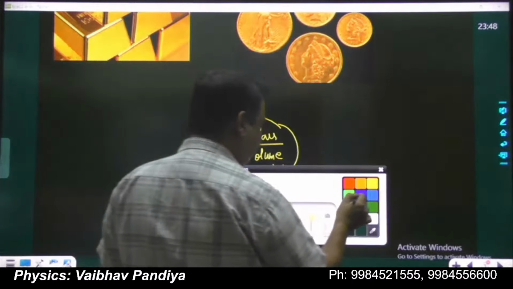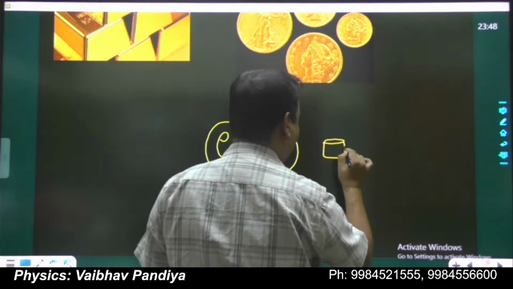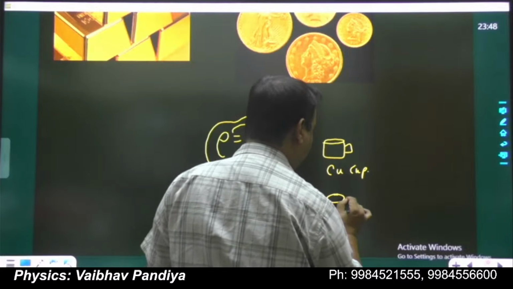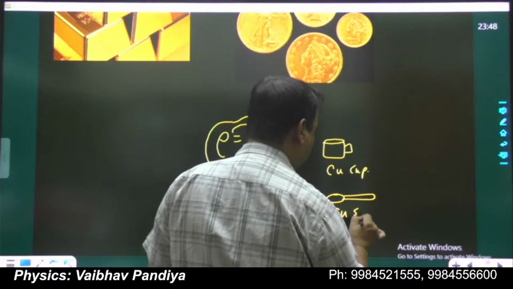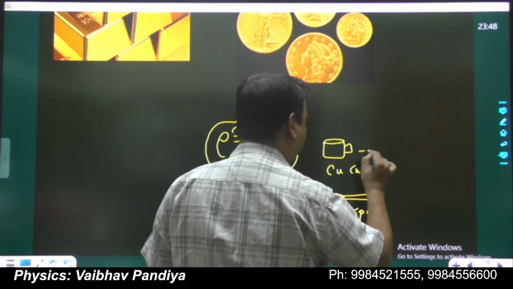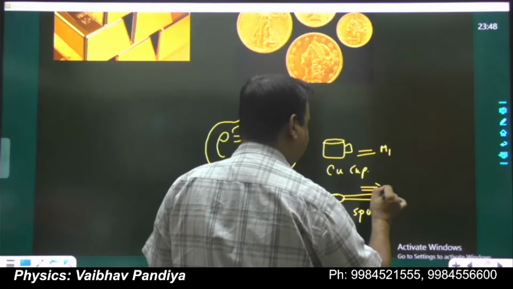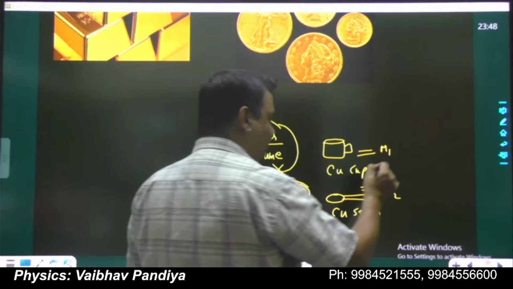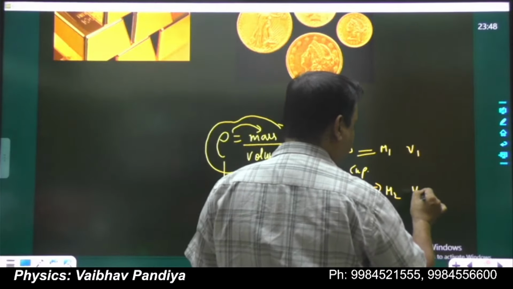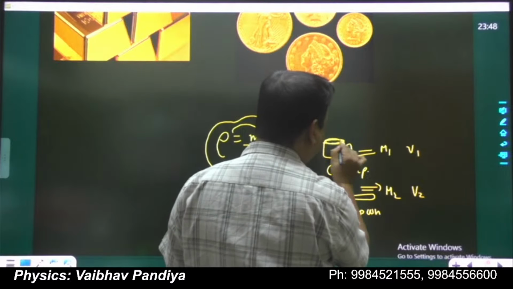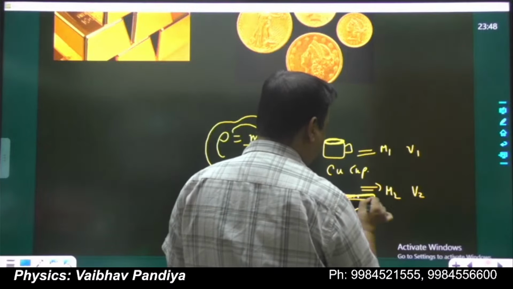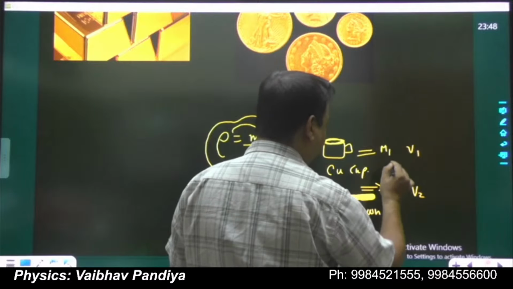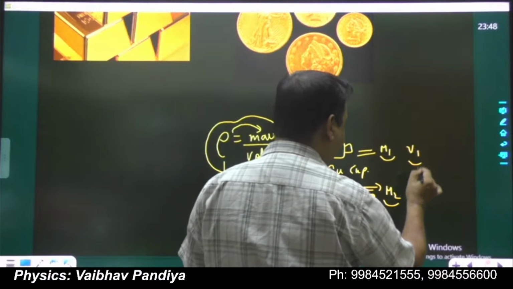So if you have a copper cup and a copper spoon, both will have different masses, correct? The mass of the cup may be different from the mass of the spoon. Both will have different volume. The volume occupied by the copper in the cup is different from the volume occupied by the copper in the spoon. So both have different masses and different volumes.